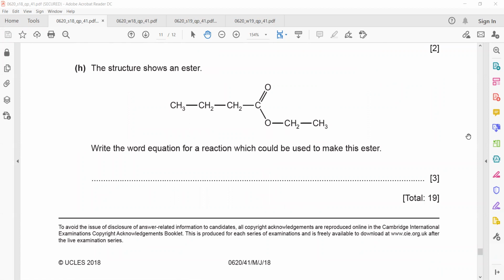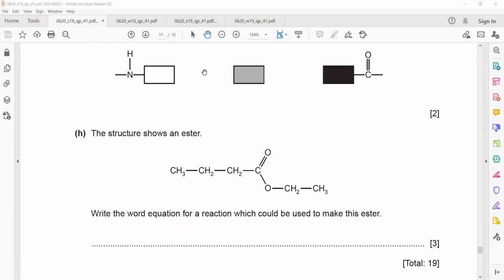The next part: the structure shows an ester. So this is an ester. Write a word equation for a reaction which could be used to make this ester. But before writing a word equation, what is the name of this ester? The part which is attached with oxygen is a branch. So it is ethyl butanoate.